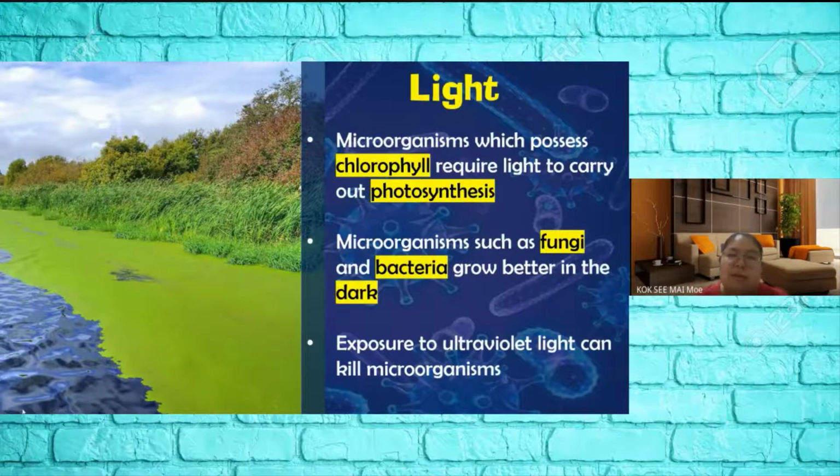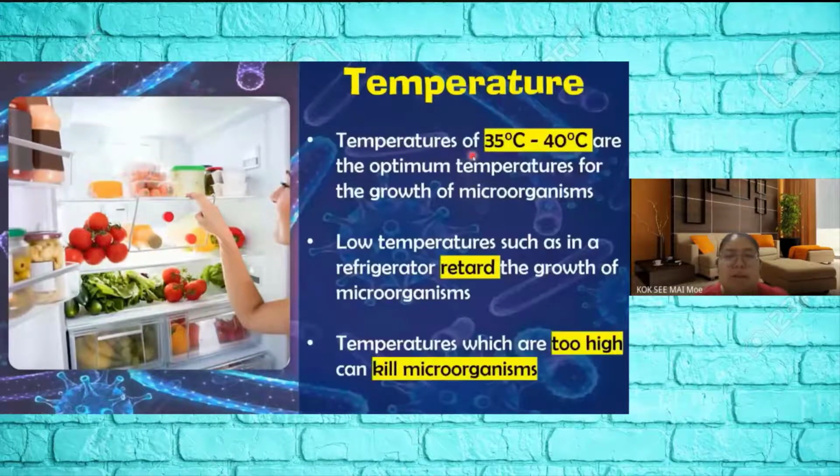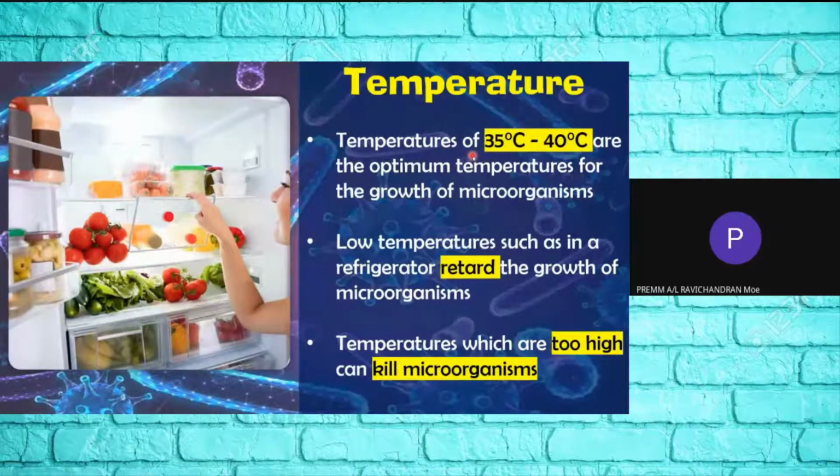Okay, next we're going to see temperature. What temperature is suitable for the microorganism? Temperature 35 to 40. Is it your body temperature? Your body temperature, how many? Every day you go to the sensor, the infrared one. What's your temperature in your body? Normal one, 36.5.